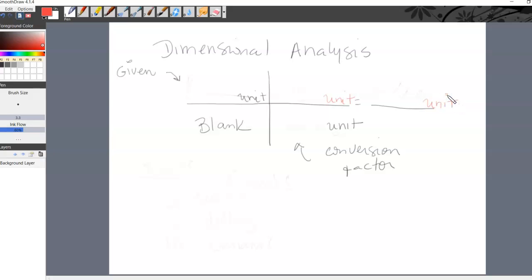Okay, the last thing I wanted to say is that this line represents a division, so I'll put it here as a division, and this line represents a multiplication. Okay, so let's see what this looks like.